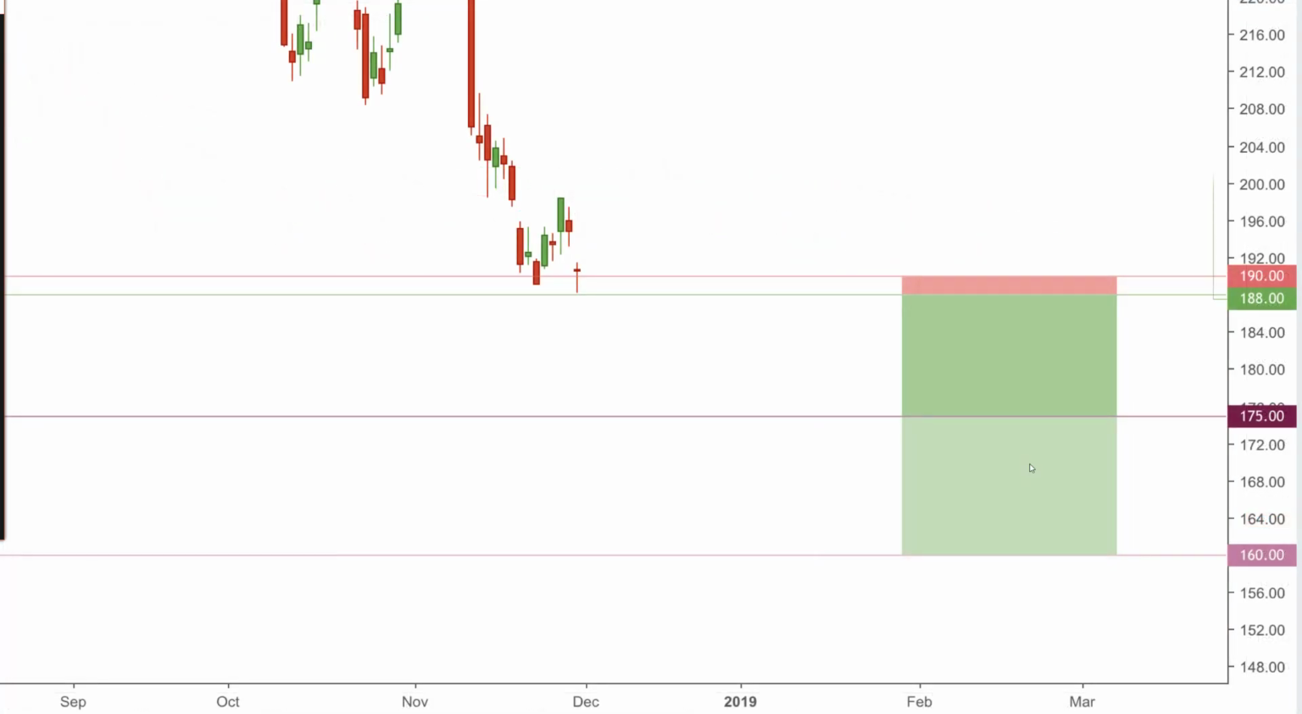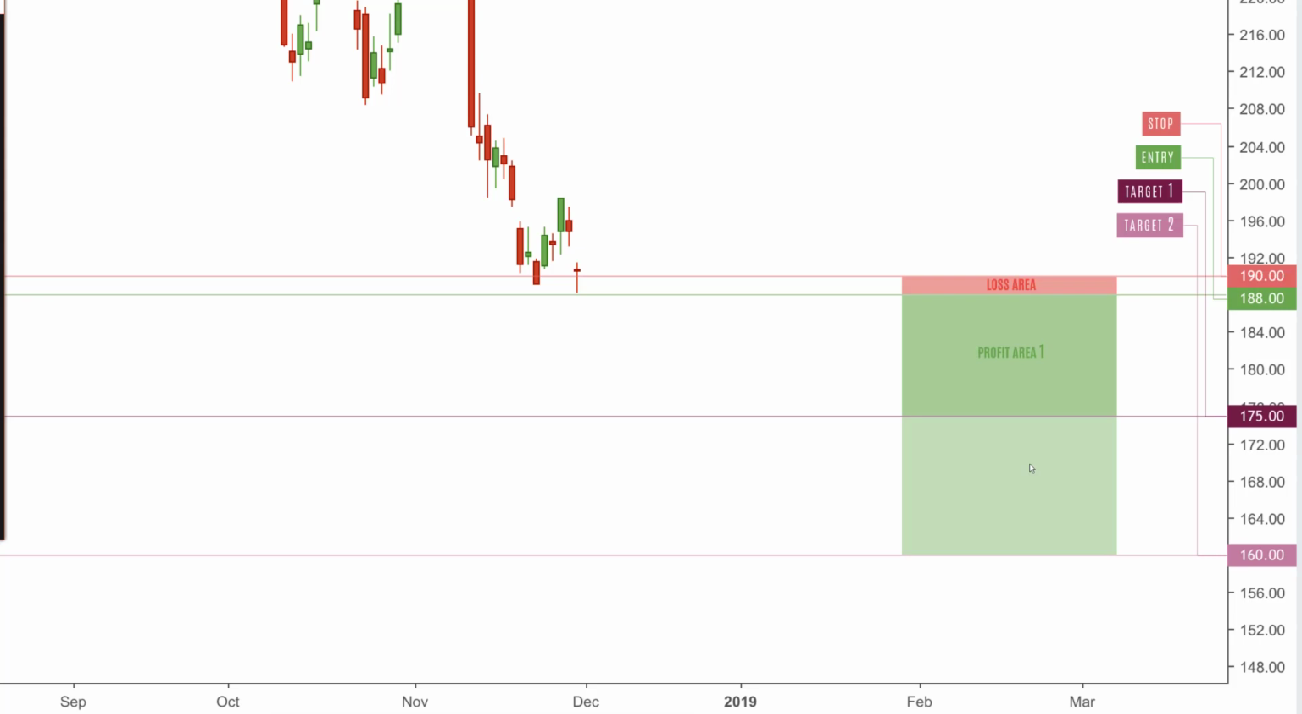As you can see, we have our entry right there at 188, underneath 188.12, which is right underneath the very bottom of the candle that's setting the base. Our stop loss was above 190, which was above the breakout channel. That is our risk: from our entry point to our stop loss. Now, our first target in the report was 175, and the second target was 160. And that's what your potential return would be.